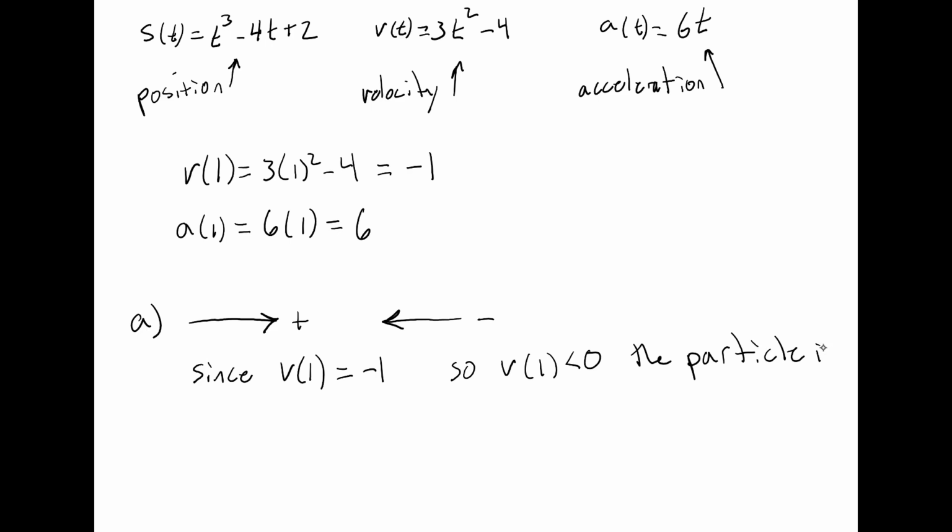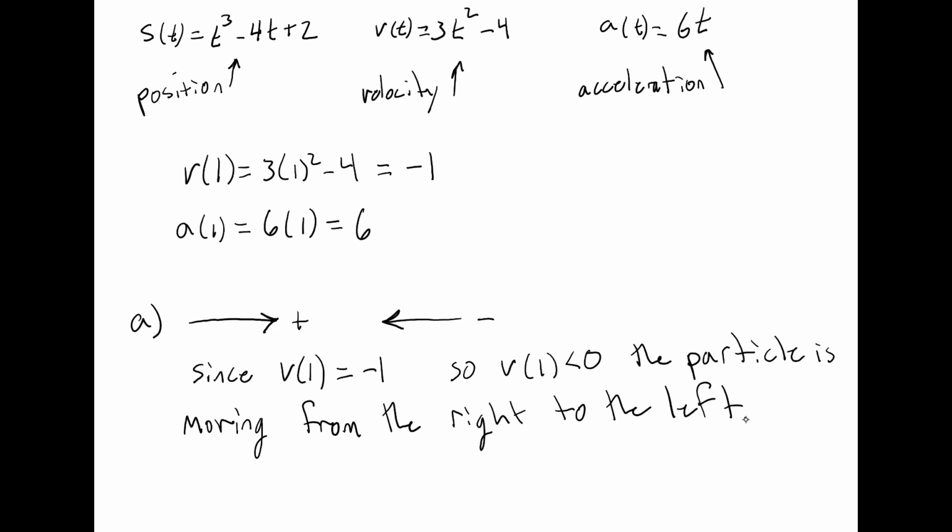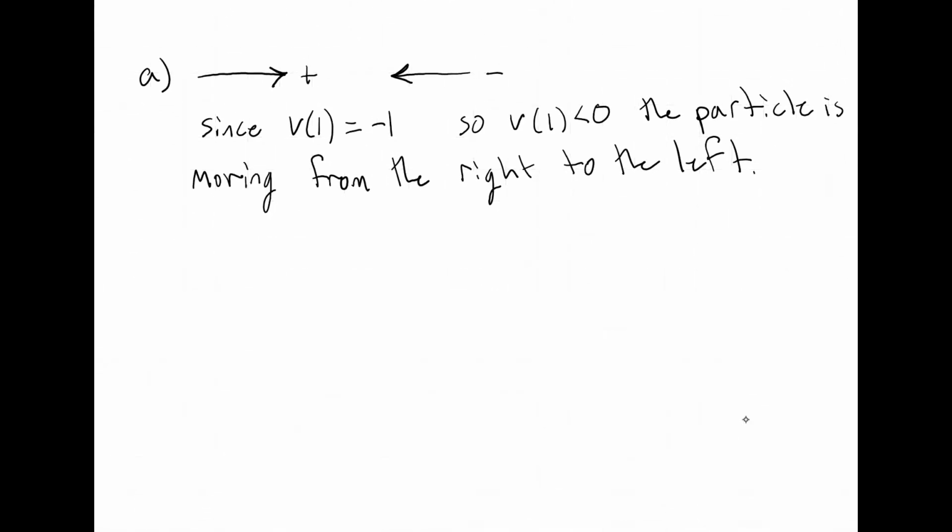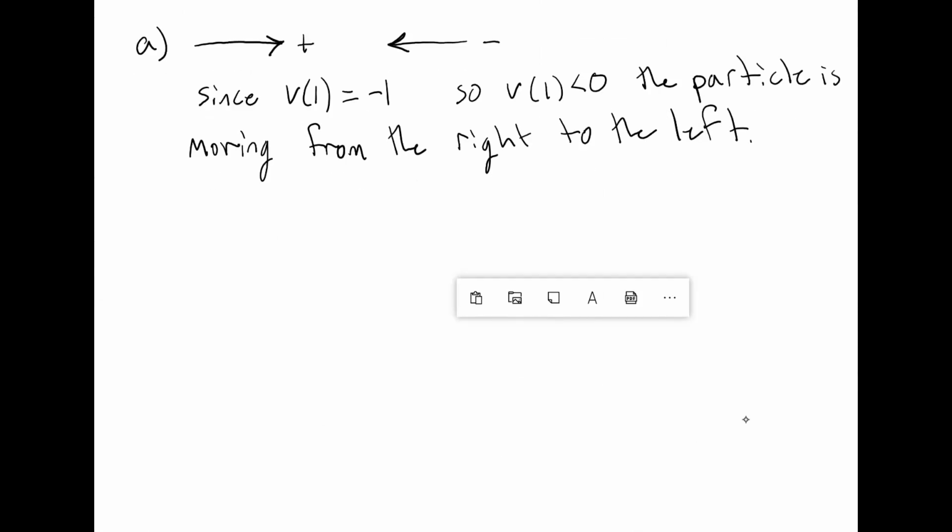The particle is moving from the right to the left. And that's it. It is moving against the original flow that we had defined in the problem because its velocity is negative. Pretty easy.